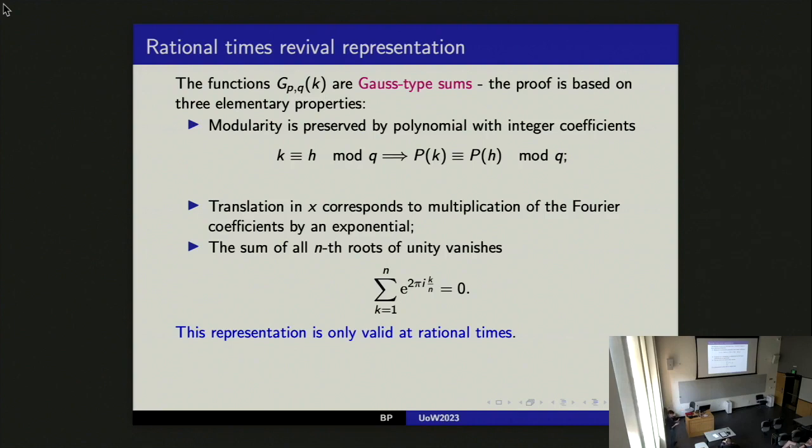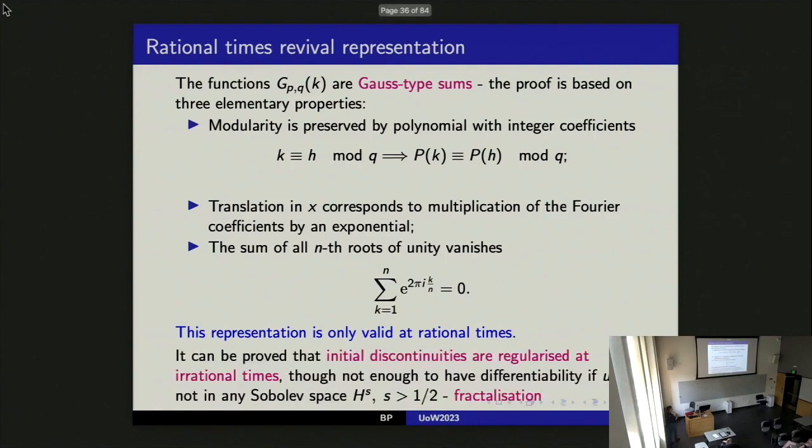It's only valid at rational times. The proof of fractalization is a lot harder core. Okay, it requires a lot of analysis. So it only happens when you have a rough initial condition. Whereas this formula for the solution based on finitely many copies of U0 is valid for any U0.